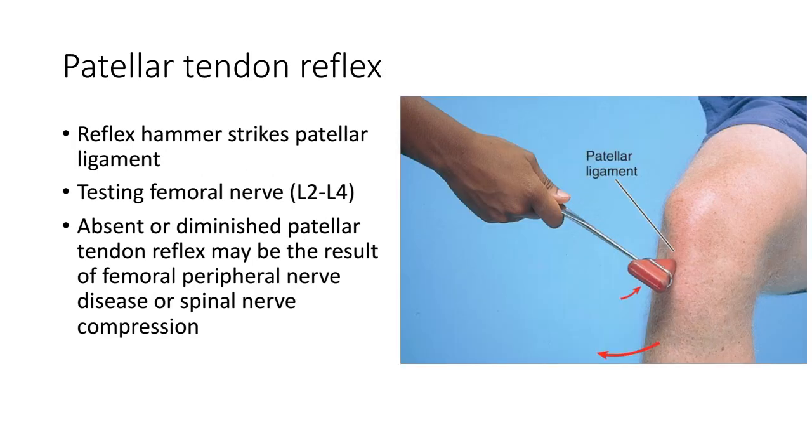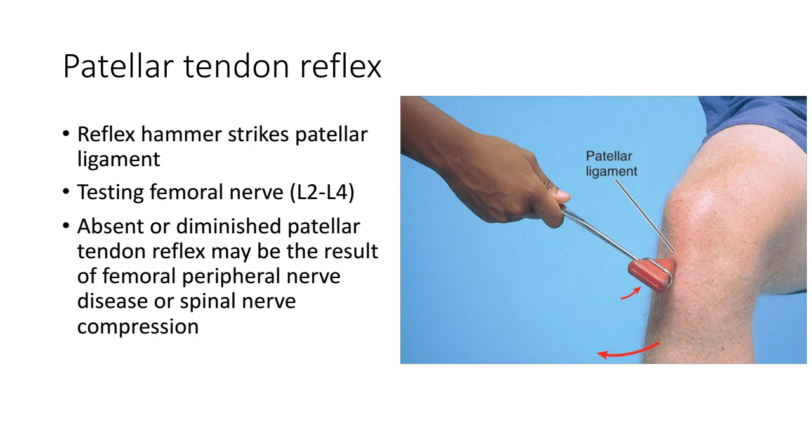This picture is just showing the patellar tendon reflex. So the reflex hammer strikes the patellar ligament, and when you're doing that, the lower leg then kicks out, and you're testing the femoral nerve. We went over what a reflex was and how that happened. It's a monosynaptic reflex. An absent or a diminished patellar tendon reflex could be the result of the femoral peripheral nerve being either diseased or compressed somewhere.